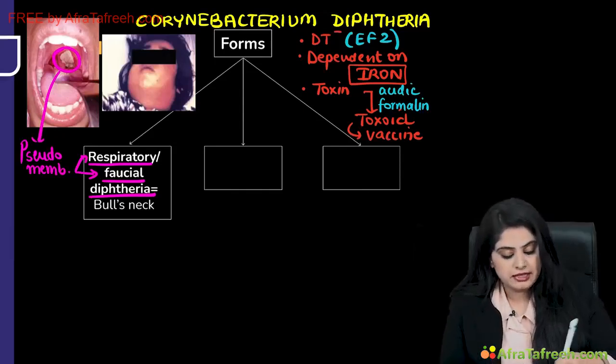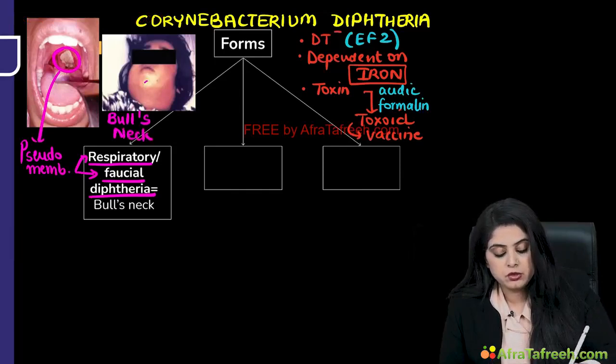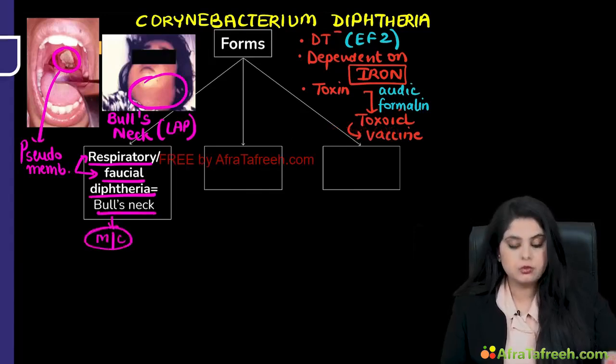Also I see that this is like a celebrity kid. You can see the bull's neck appearance. This bull's neck appearance is because of a lot of lymphadenopathy that has happened over here. So this is the most common form of diphtheria that we encounter.